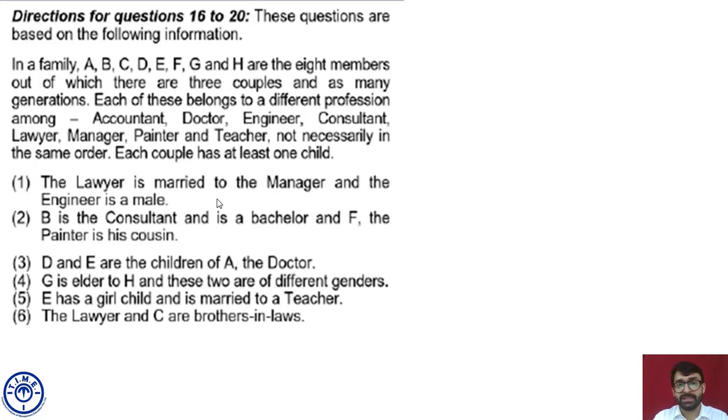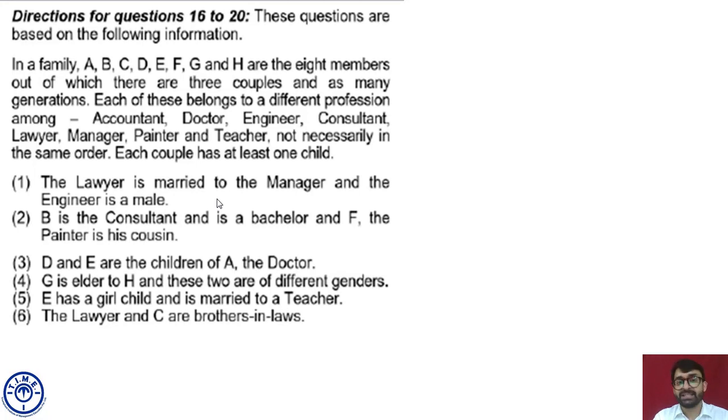So 3 couples, that means there are exactly 2 unmarried persons in the family. One more element is added to this question as compared to the previous question. The family members and their professions are also given. One of them is an accountant, one is a doctor, engineer, consultant, lawyer, manager, painter and teacher. But not necessarily in the same order. For obvious reasons, the order is not going to be similar. By default, it can come similar, but we cannot assume that the order is similar.